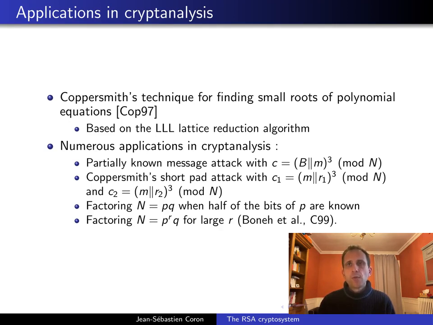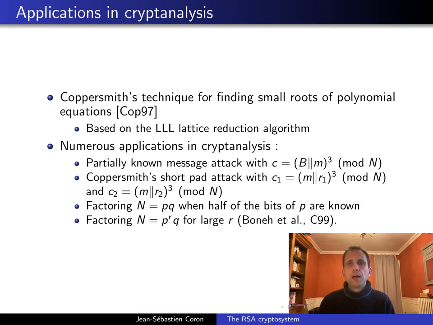So he obtains C1, which is M concatenated with R1 to the power of 3 modulo n, and C2, which is M concatenated to R2 to the power of 3 modulo n. And so we will see that we can also break this scheme, so recover the message M without knowing the private key.